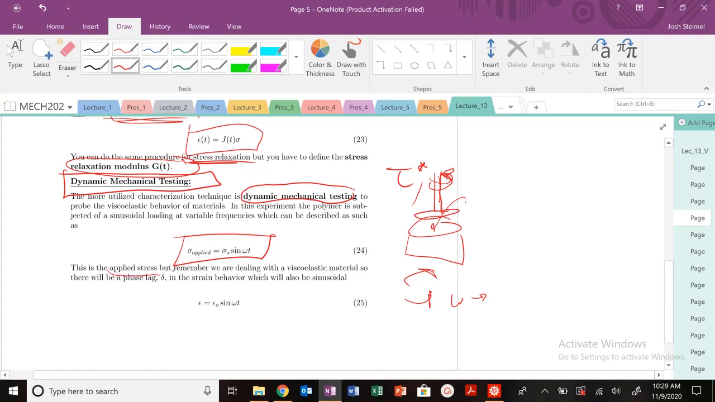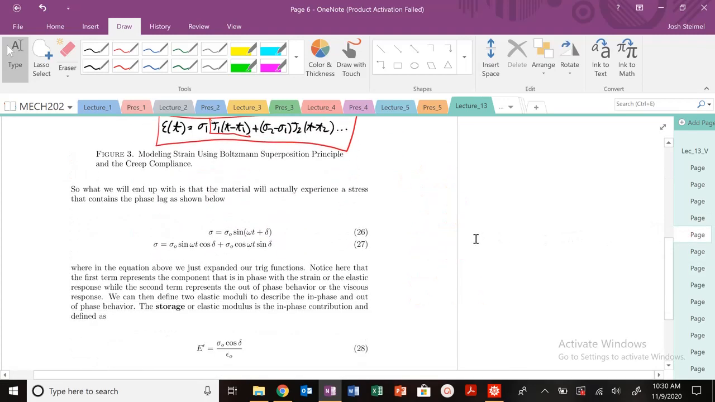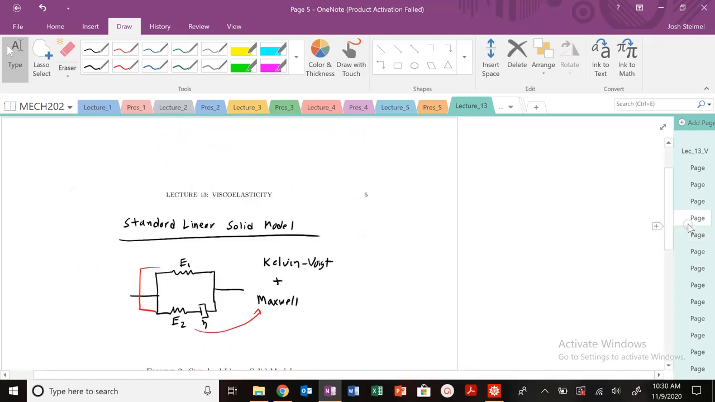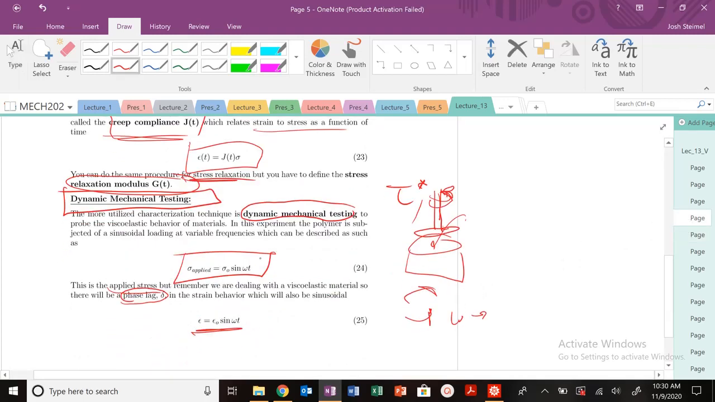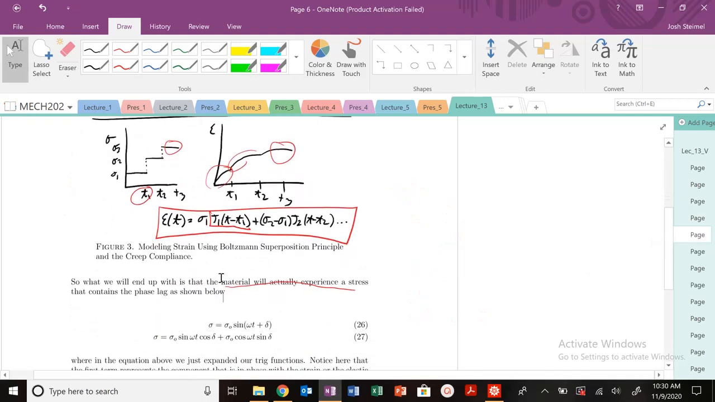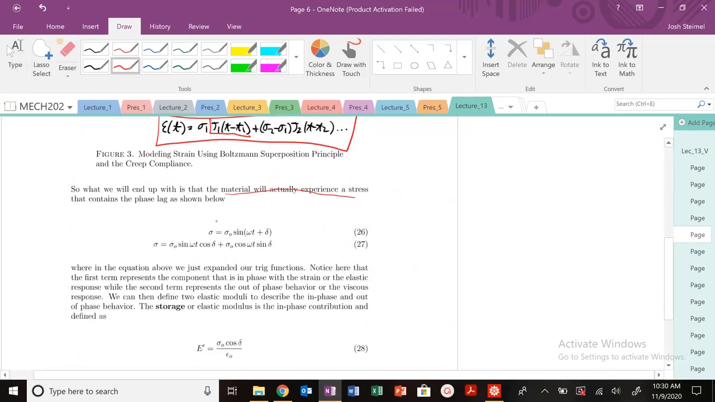So I'm going to apply a sinusoidal stress. But we're dealing with a viscoelastic material, so there's going to be some phase lag in the strain behavior. The strain behavior will also be sinusoidal. So this is our applied stress, and our strain should behave like this, but there's going to be a phase lag. So the material is actually going to experience a stress that contains that phase lag delta here.